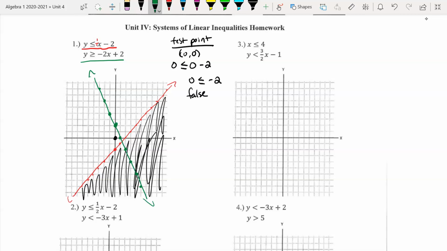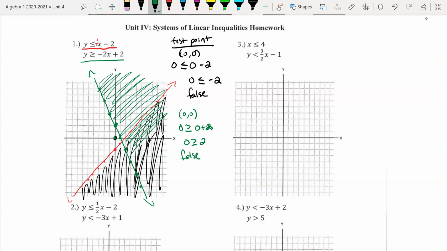Now, greater than or equal to, again, I could use 0, 0 as my test point. So 0 greater than or equal to 0 plus 2. 0 is greater than or equal to 2. Well, 0, 0 is right here. Is that true? No. So I want to shade on the opposite side of the line, aka above it. So I would shade everything above it. So this section is going to be darker, but you're still going to shade everything else, the black and the green. All right? That's just where they overlap. So that would be question number 1.